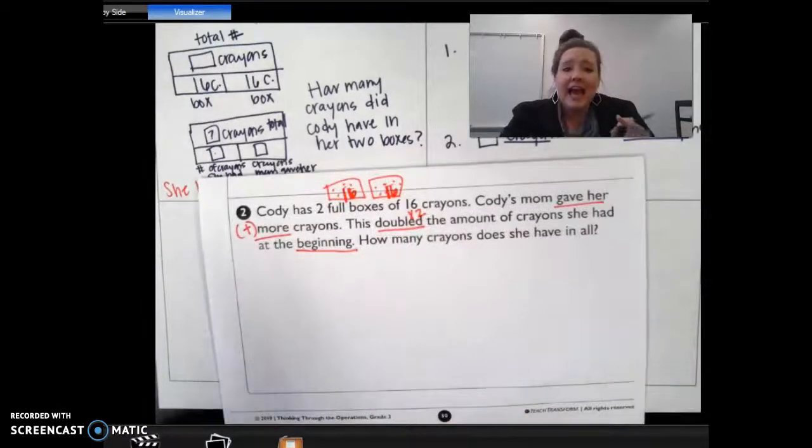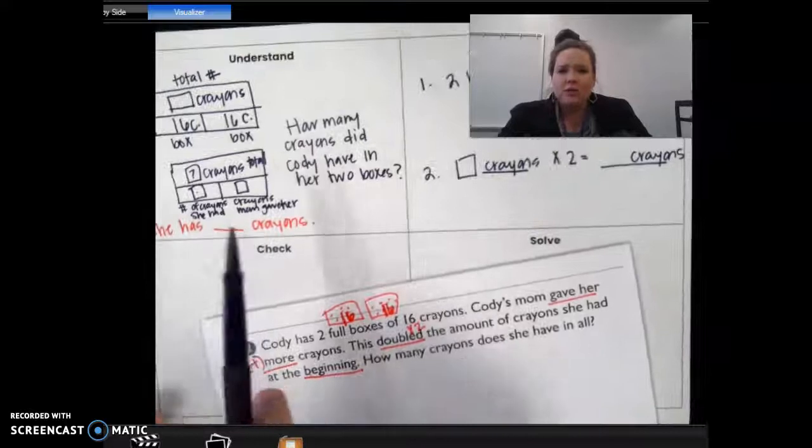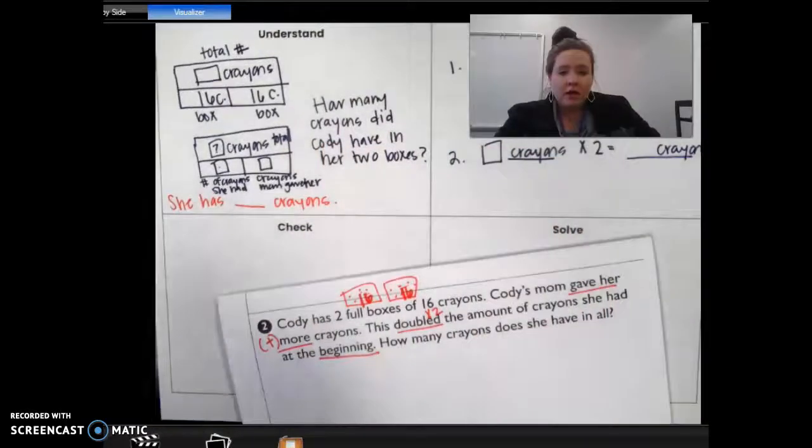Today, I just want us identifying the secret question, or the hidden question, the mystery question, whatever you want to call it. Okay, the secret question. That's all we're identifying. We're not solving and we're not checking, but I do want us to do our understand and plan, okay? All right, remember, if you need help, you need to hop onto office hours, okay?